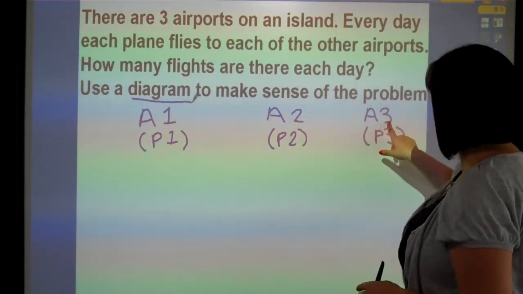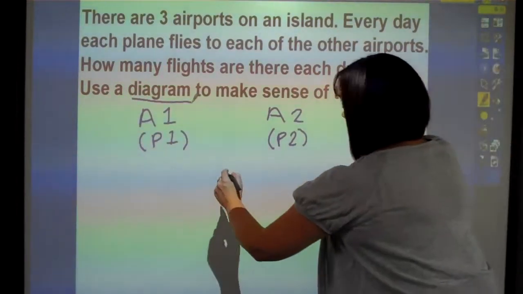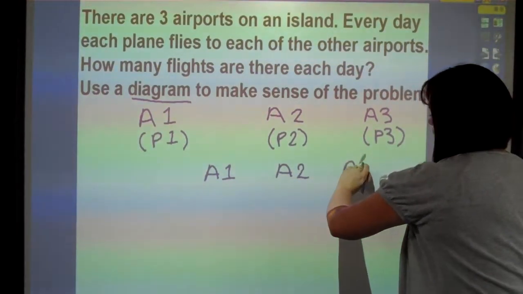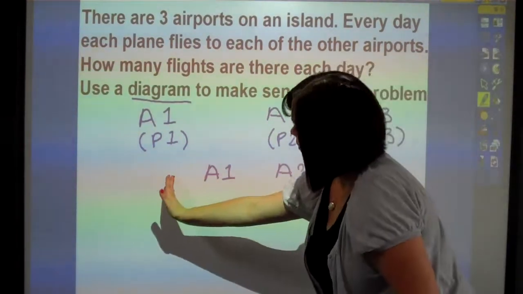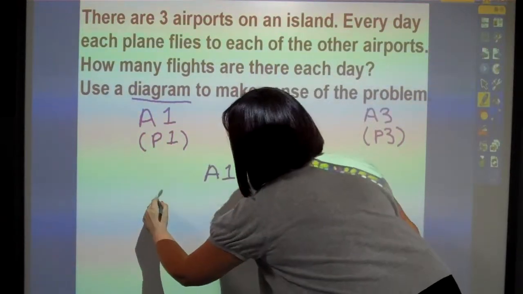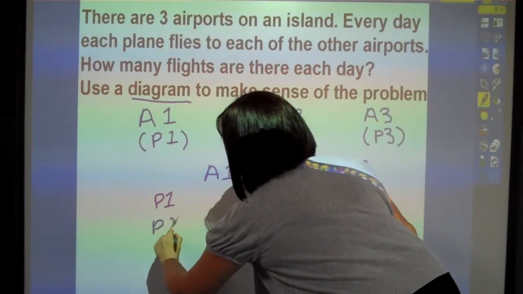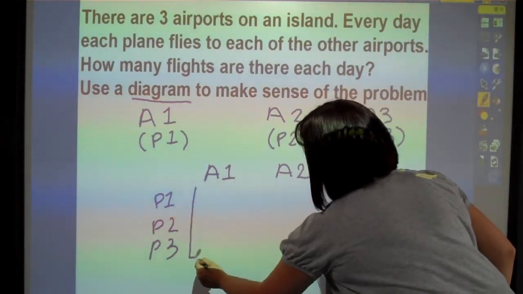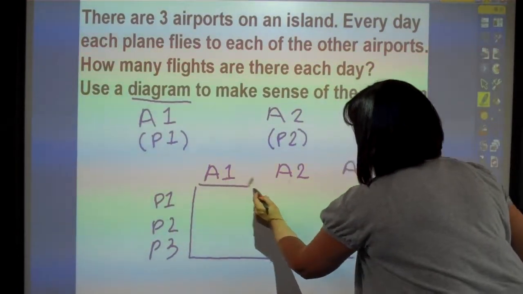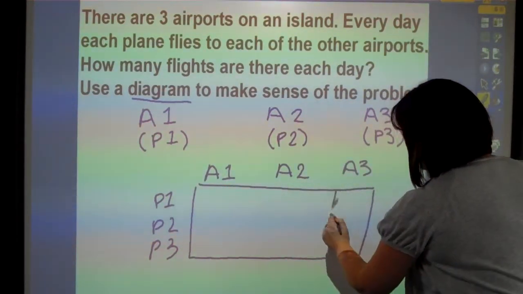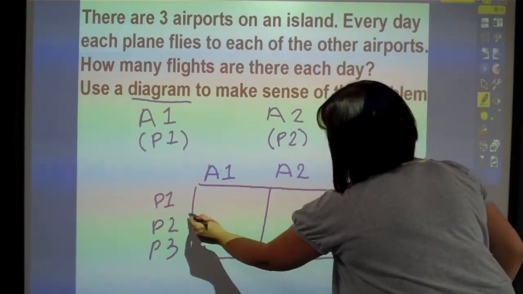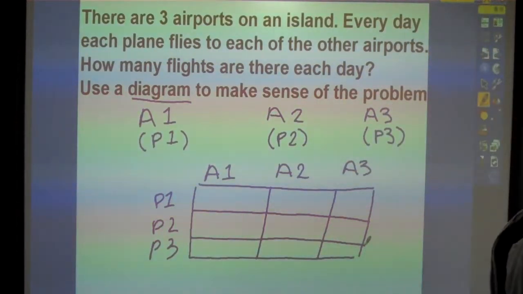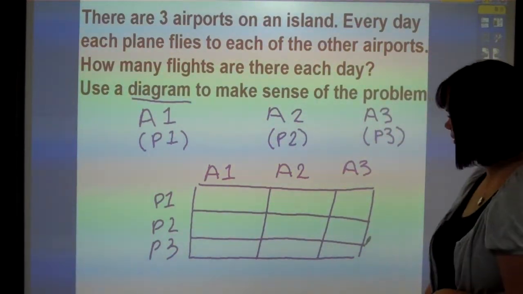We've got airport 1, airport 2, airport 3. Let's make this into a diagram. A1, A2, A3. Now I think I'm going to put my planes down here. Let me show you. Plane 1, plane 2, plane 3. Is that okay? Can we all see? And I'm going to make it into a grid or a diagram. Like that. Ooh, it's quite slanty, but it's a diagram.